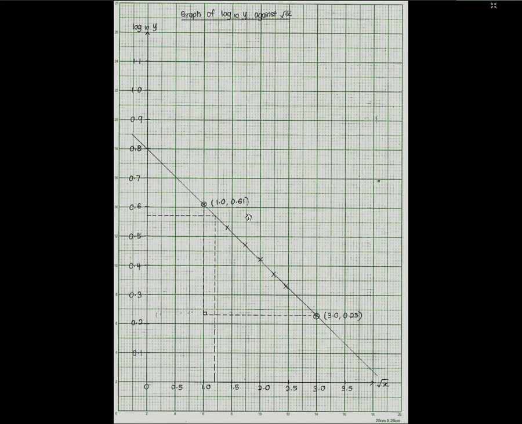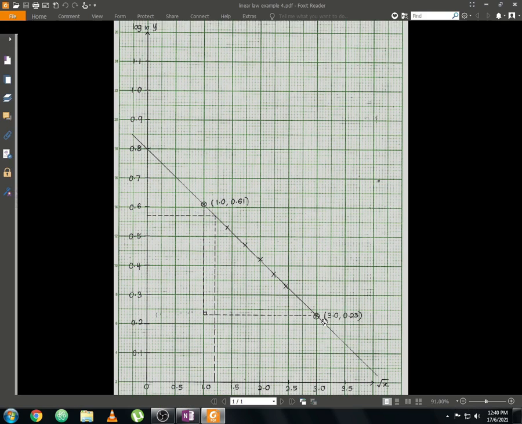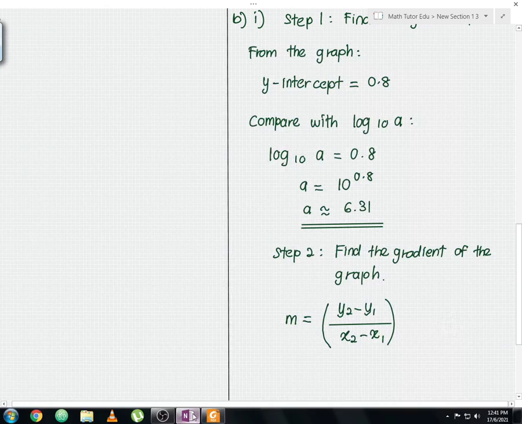Okay, so from here, y2 minus y1 will be 0.61 minus 0.23, and then you divide with x2 minus x1, which in this case is 1.0 minus 3.0. So you calculate that, you should be able to get the gradient of the straight line. Okay, let me close the graph paper and continue our working.